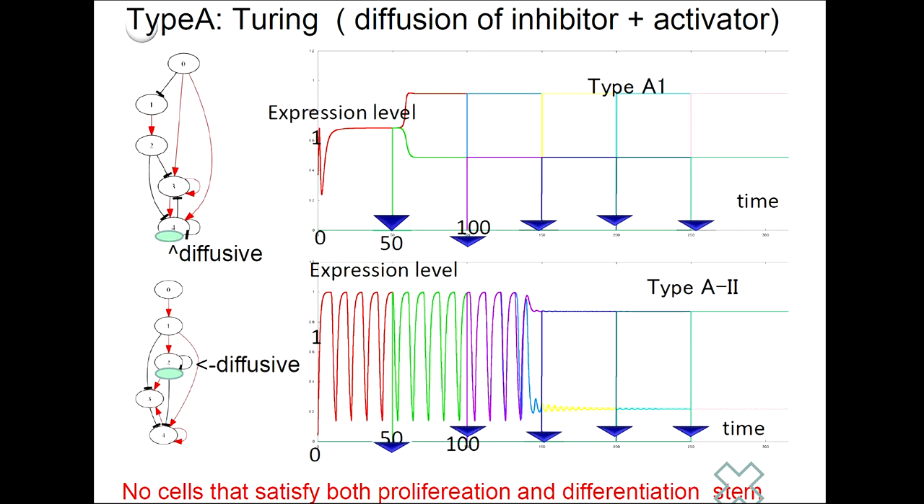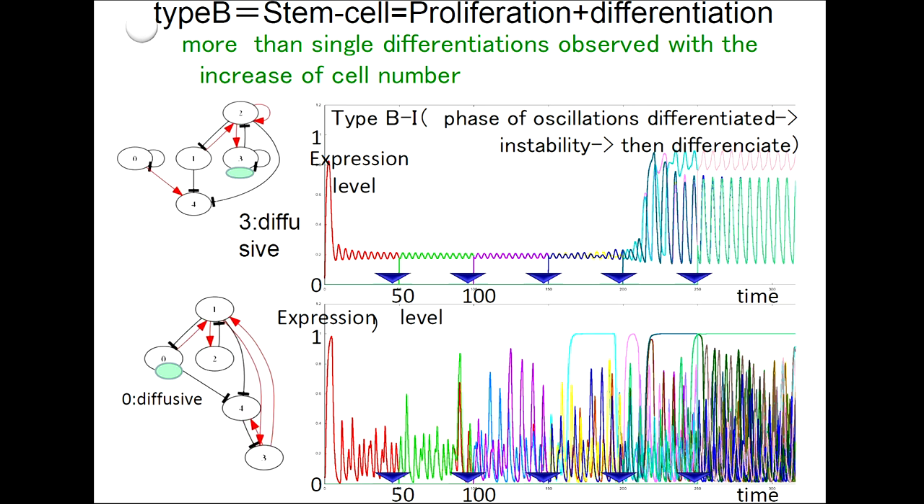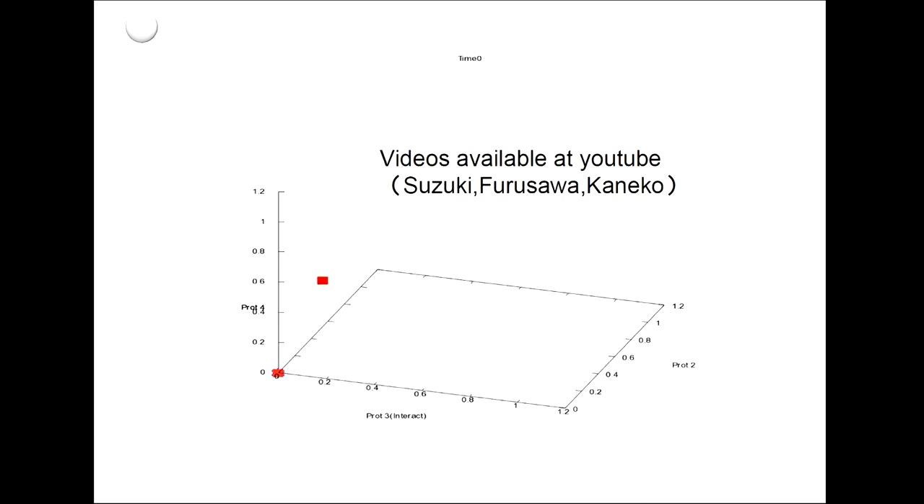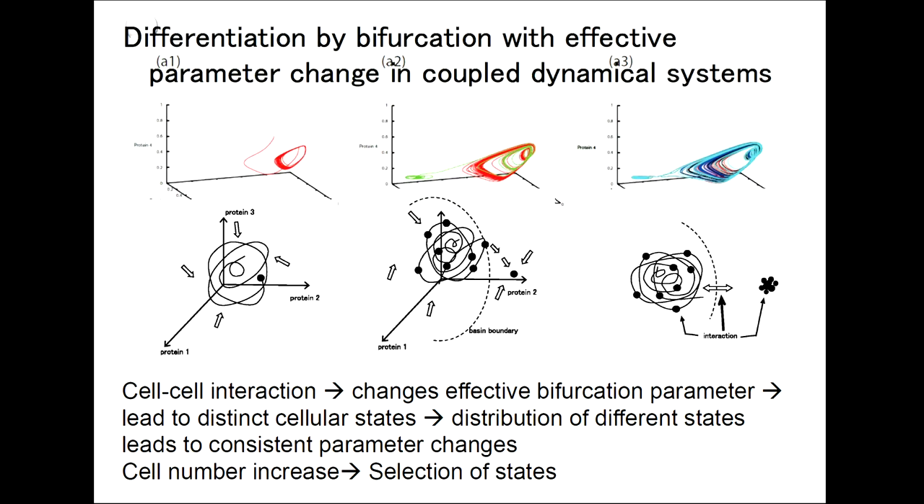This is an example. There was a useful video, but somehow I cannot use the video here. Probably it's still there, if you can use YouTube and search with this name, maybe this video can be uploaded. I'm not sure. Can somebody check? It's still on YouTube? Yeah. Okay.